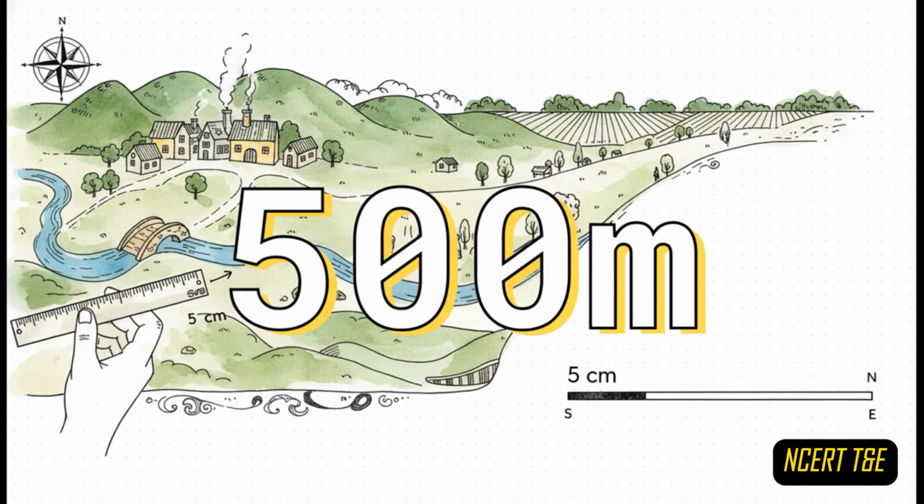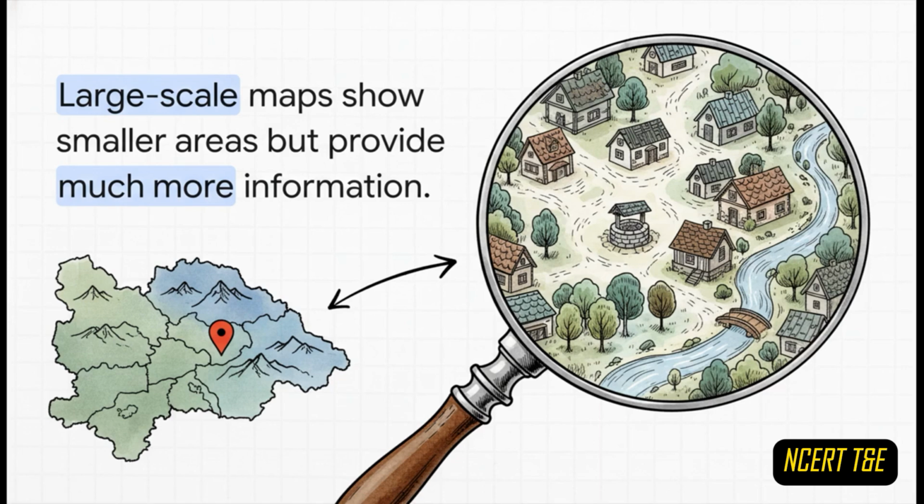So here's how that works in practice. Let's take a village map. It would use what's called a large scale. That just means that a pretty small distance on the map, let's say 5 centimeters, could represent a much bigger distance in reality, maybe something like 500 meters, something you could actually walk. And that's the whole point, really. By focusing on a smaller area, these large-scale maps can pack in a ton of detail. We're talking every little road, every building, maybe even specific things like a well. It just gives you a much richer, more useful picture than a map of a whole country ever could.